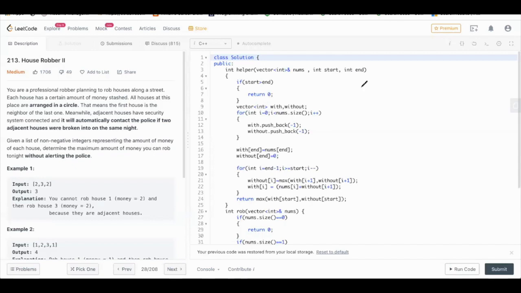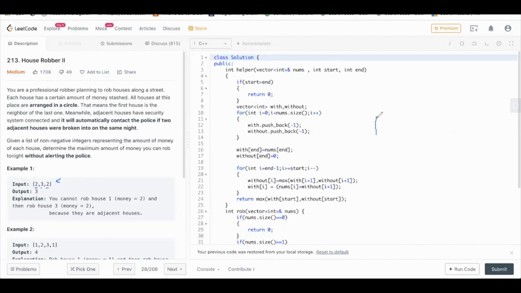What the question says is that you're given houses that contain X amount of money. Suppose this is the house array, where 2 is the money present in house number zero, 3 is the money present in house number one, and 2 is the money present in house number two. All these houses are arranged in a circular fashion, and there is a thief who wants to rob the houses, and if he robs a house, he cannot rob the neighboring houses.